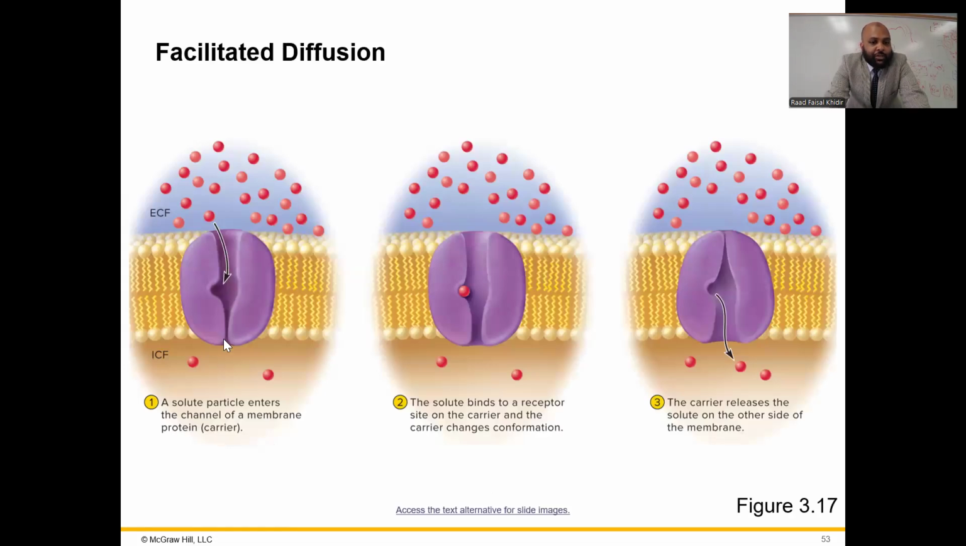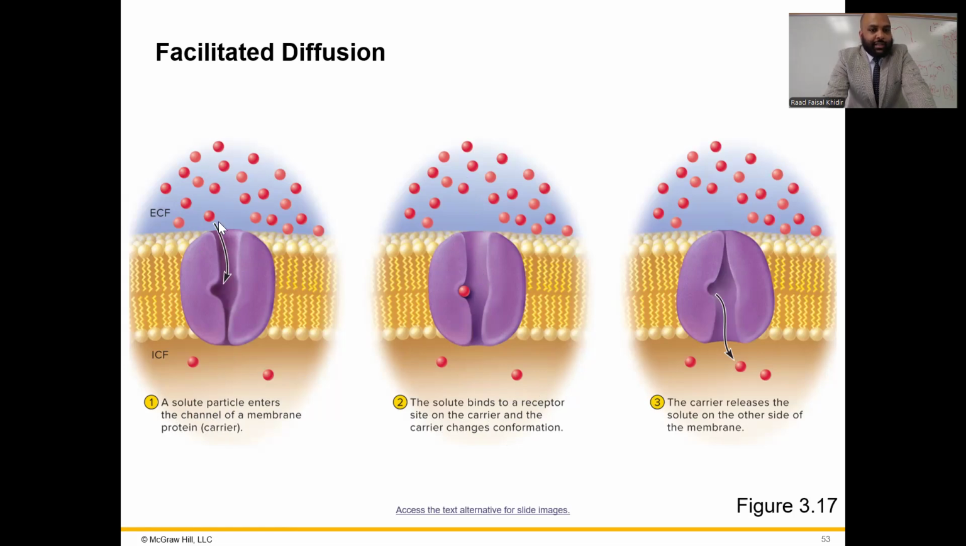In facilitated diffusion, do you see any ATP? You just have a lot outside that are flowing inside. So a solute particle enters the channel of a membrane protein carrier. Then the solute binds to a receptor site on the carrier, and the carrier changes conformation. So that shows you the process of facilitated diffusion. We need a carrier that allows for the passage.